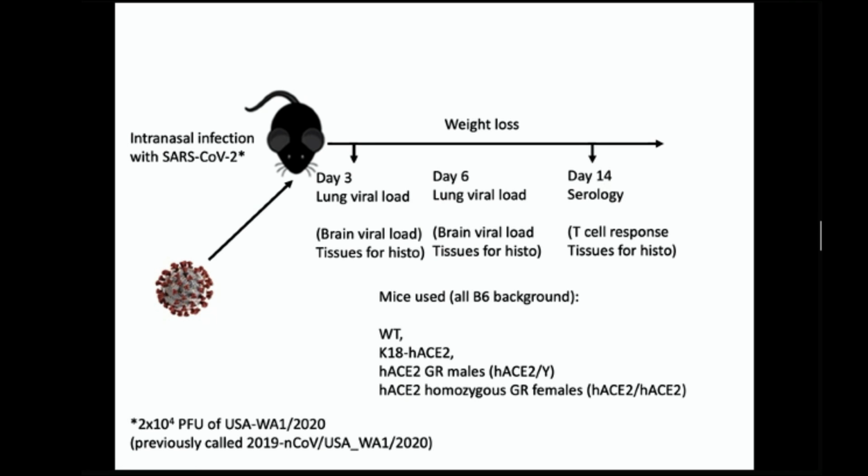And again, these are all on the B6 background, as Mike described. There's the wild type B6 mice, which we would not expect to get infected with this strain of the SARS-CoV-2, the K18 human ACE2 transgenic mice with that aberrant expression that Mike defined, and two forms of the gene replacement mice. Human ACE2 is on the X chromosome, so there are the gene replacement males or homozygous females.